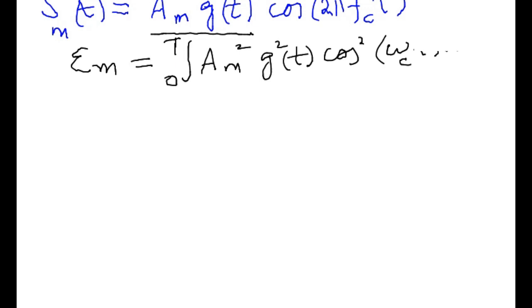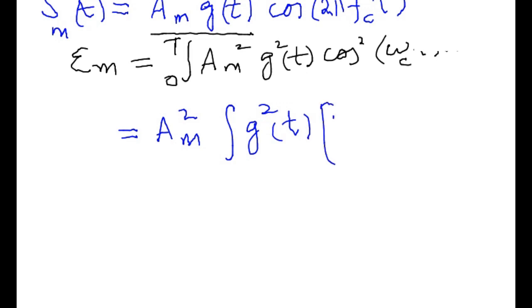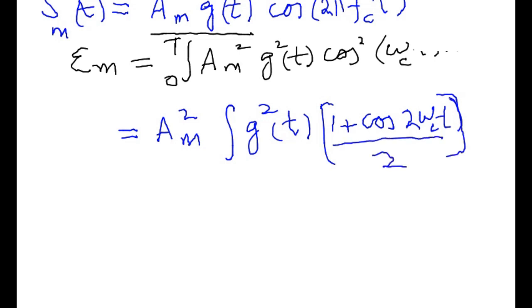So let me solve this integral. We can write A_m squared outside, and inside is g squared(t), which can be written as (1 plus cos 2 omega_c t) over 2, right? And then we have dt. We have to solve this integral, right?